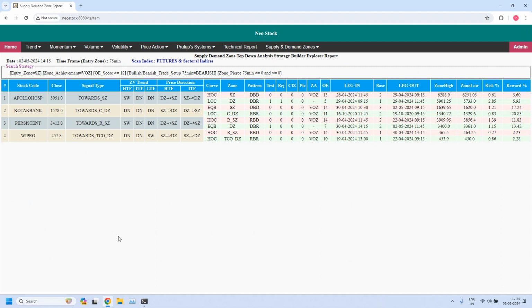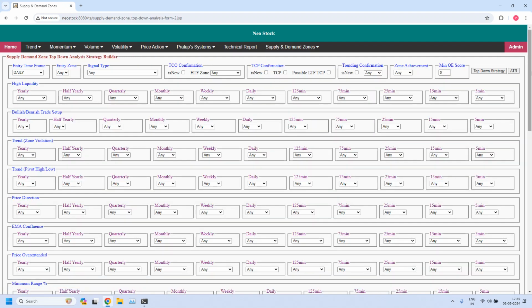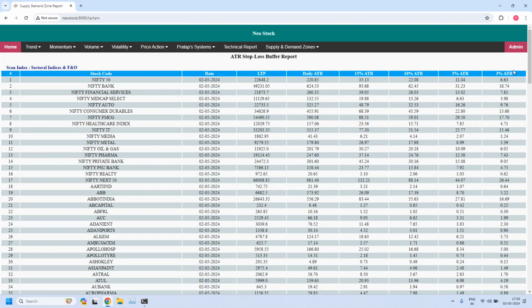Okay, this is about stocks bullish and bearish trade setup. Now in the final report, let us generate the stop buffers based on daily ATR. So based on daily ATR, I am generating. This is the daily ATR. 15% ATR you have to use it for monthly income trade. 10% ATR you should use it for weekly income trade.